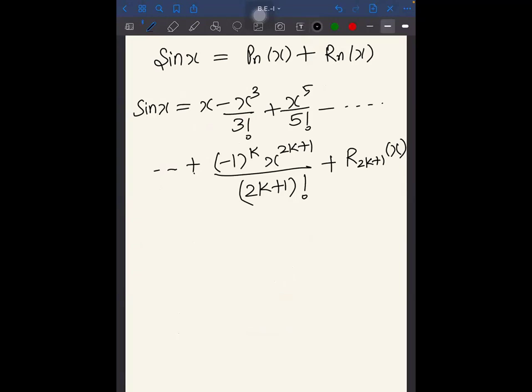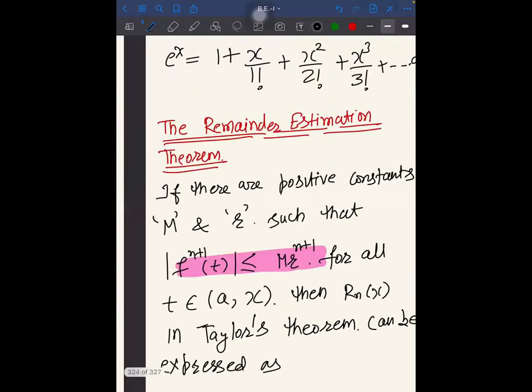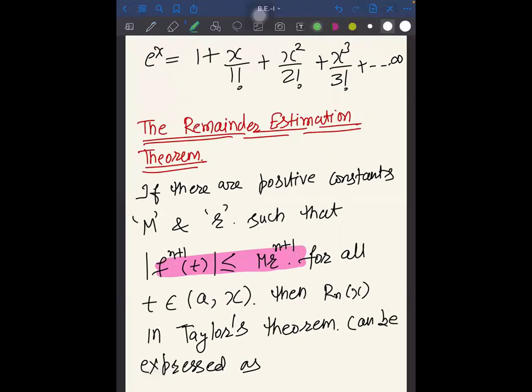Can anybody tell me? Sir, because we have to consider only odd terms. No, it's not like that. See, in e^x it was pretty much easy, right? If you talk about x square, that means you talk about x square. You talk about x cube, you talk about x cube. So you already know that the numbering is pretty much easy here.